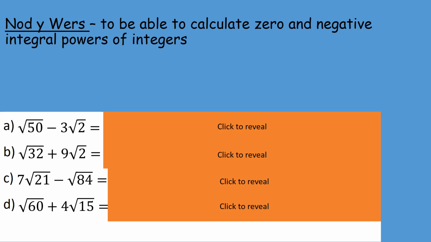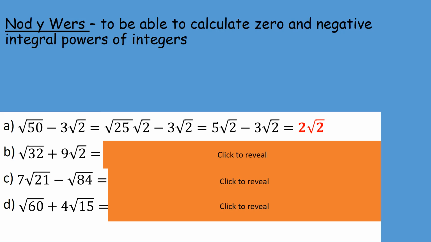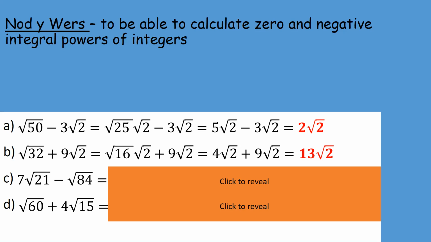Welcome back. So let's have a look at the answers. So the first one, that root 50, simplify that to 5 root 2 by recognizing that the biggest square number that is a factor of 50 is 25. Same with the 32. Should have seen that 16 is a factor of 32, so you end up with 4 root 2.